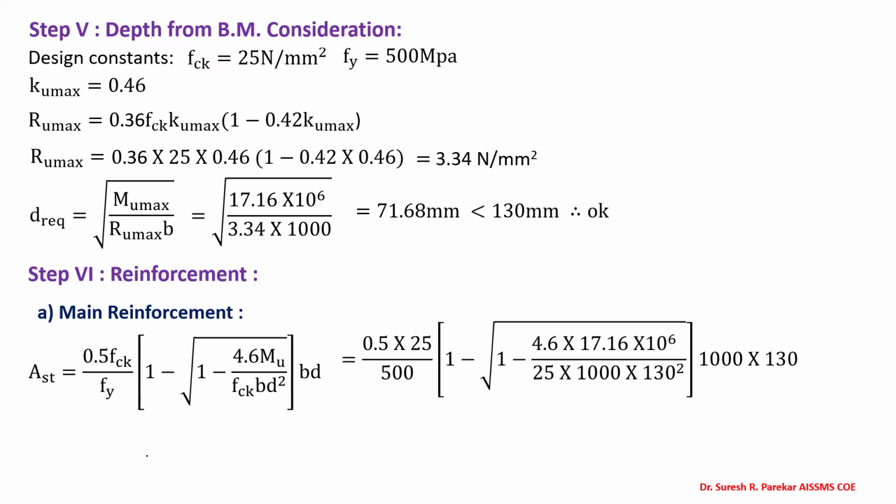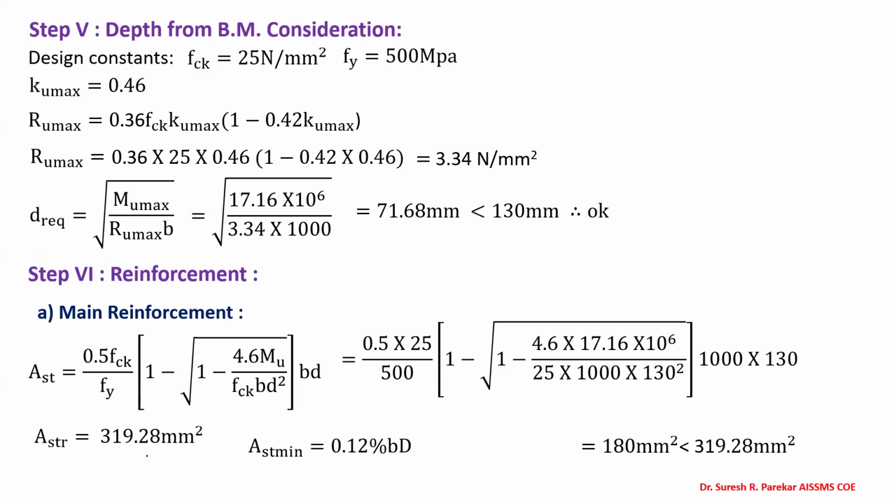Then main reinforcement we can find. Substitute the values. Be careful. Fy is 500, FCK 25. And from this we will get AST required. So we have to check it with AST minimum, which is 0.12% of BD. And then we have this value 180 mm square, which is less than. So we have to provide AST required 319.28 mm square.